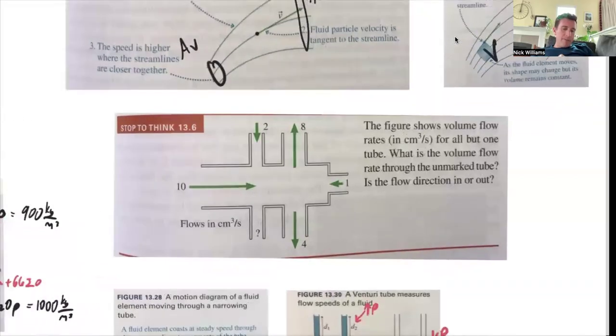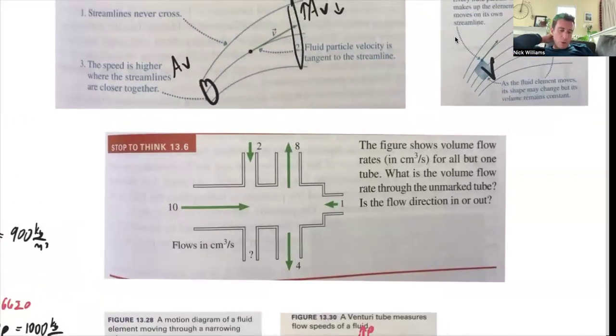All right, the figure shows volume flow rates in centimeters cubed per second for all but one tube. What is the volume flow rate through the unmarked tube? Is the flow direction in or out? In total, I need the same amount of volume flow rate in and out because there's only so much space inside this container, and I'm assuming it's filled with water, liquid, whatever.